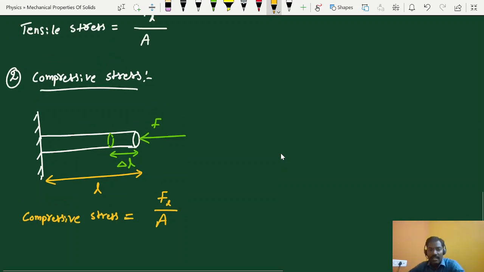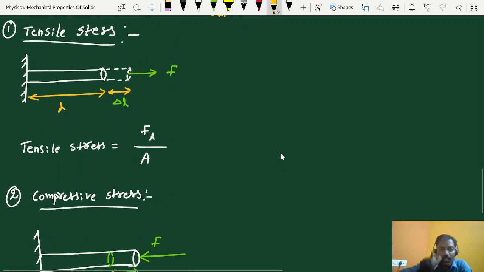Right students? And one simple conceptual point you have to notice here: whenever you apply normal force and the length is increasing, you can say the stress acting on the body is a tensile stress. Tensile stress is due to the attractive or repulsive forces at atomic level. This is what you have to understand.